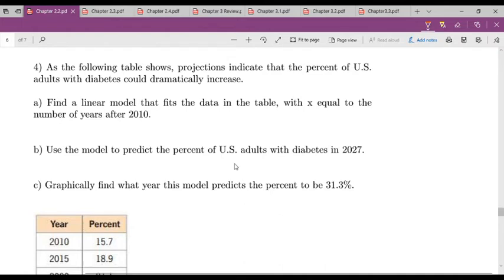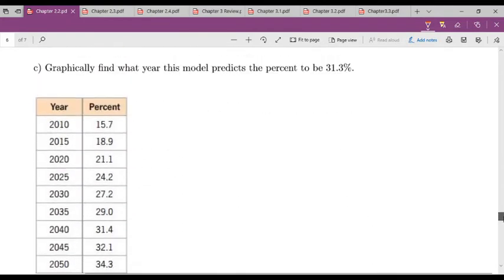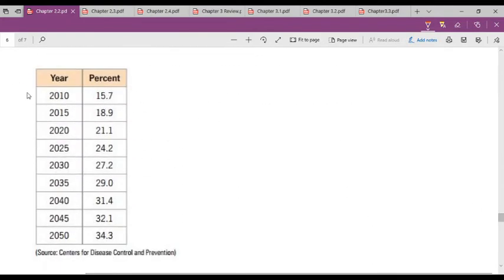Okay, so we're looking at years after 2010. A lot of times the hardest part of this is aligning. So years after 2010 means 2010 is year 0. This will be year 5, 10, 15, 20, 25, 30, 35, and 40. Okay, easy enough. So we've aligned it.